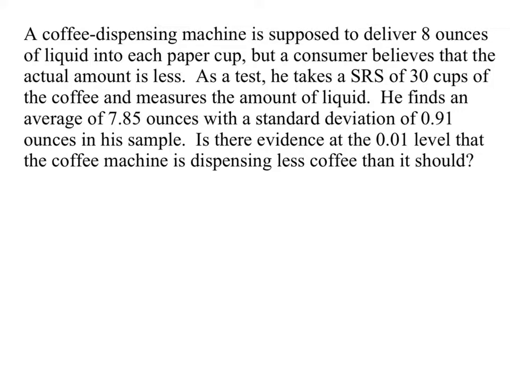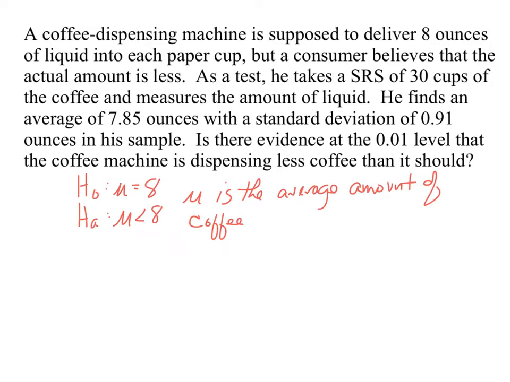Well, let's start with our null and alternative hypotheses. So our null was that mu was equal to 8. Our alternative is that it's less than 8. And mu is the average amount of coffee that we're getting. Okay, so there's our state. Our plan. Well, we plan to do a t-test.